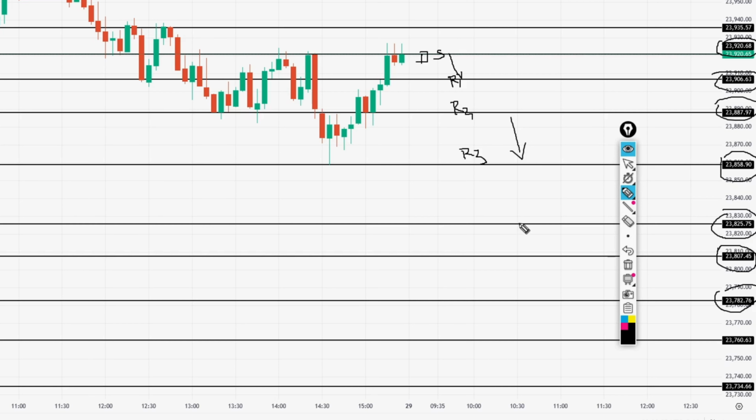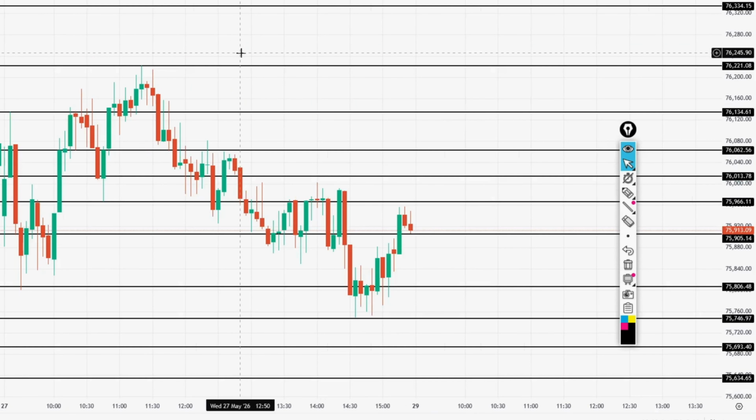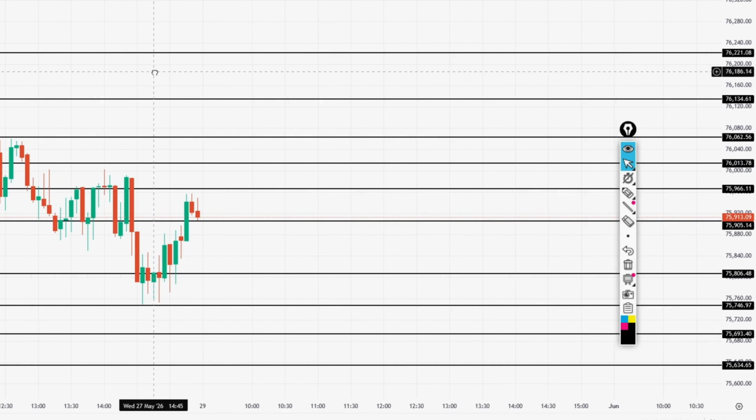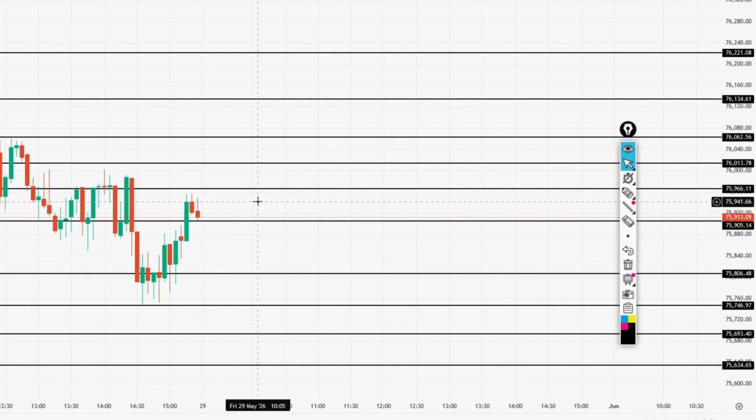You can mark these levels in your chart in a 5-minute time frame. Then you can wait for the continuation of the trend or you can exit your trade and cut your losses short. Now we will see what are the important levels for Sensex. For May 29th, if the market opens flat, the market has closed here.